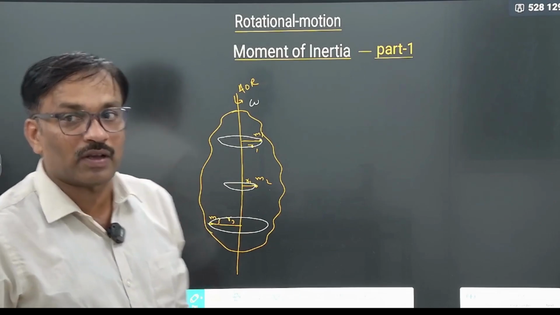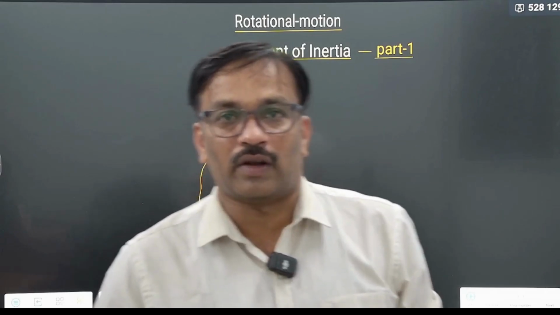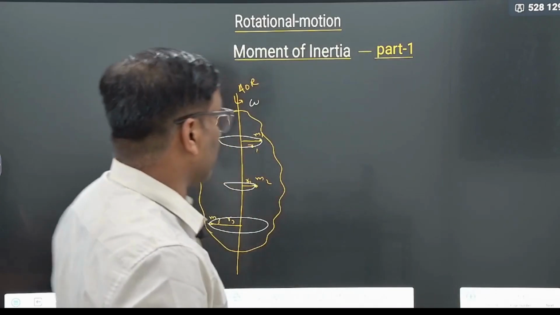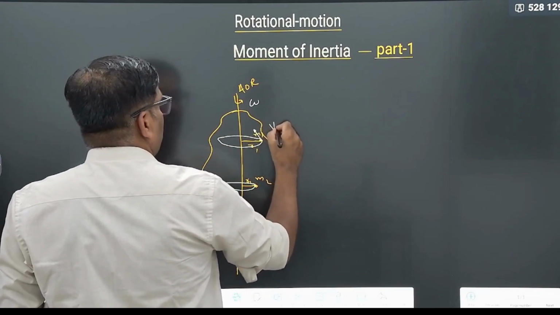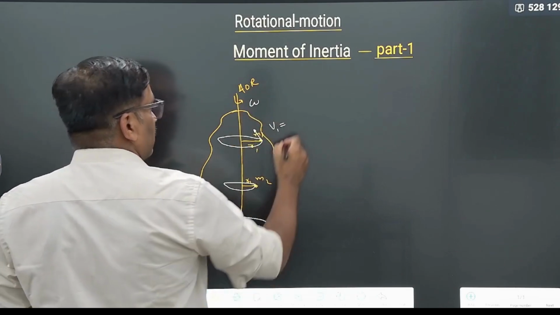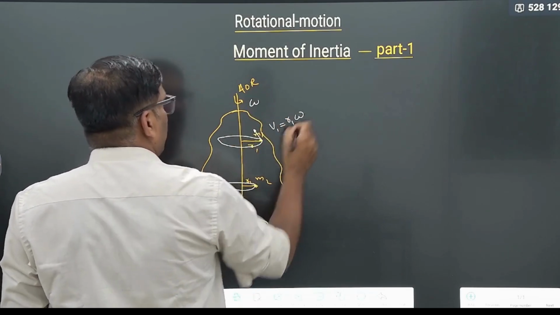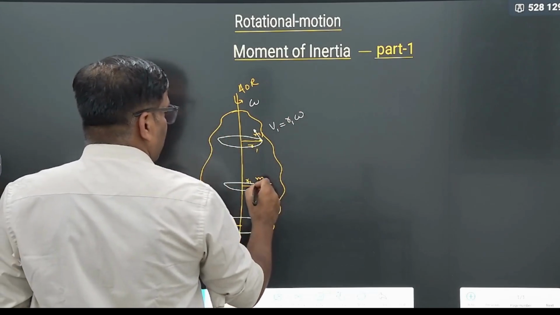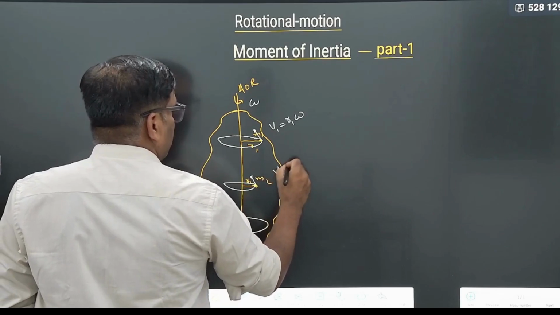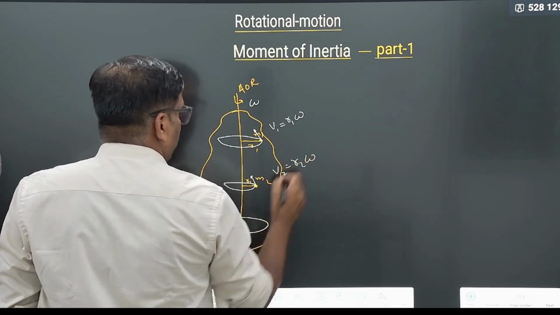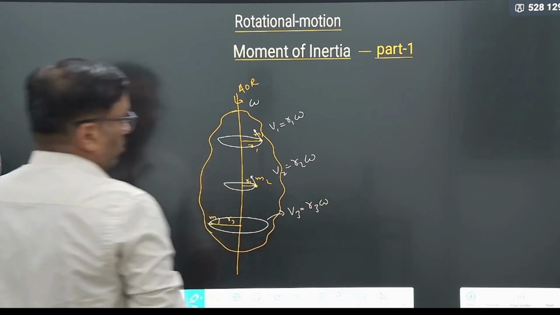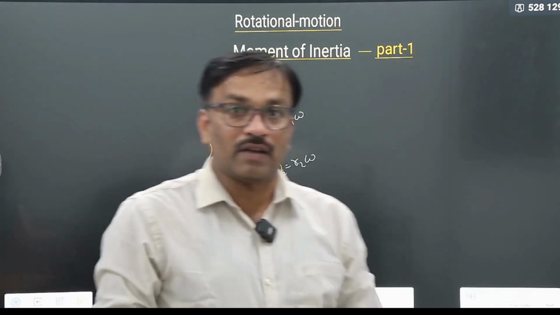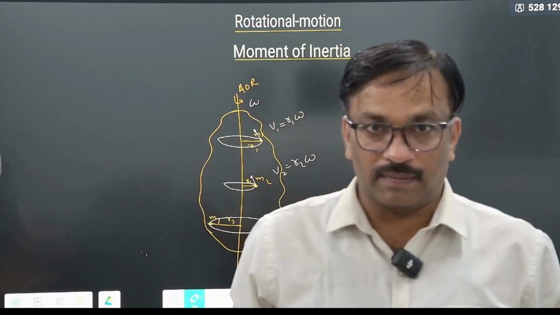But what about the linear velocity? This is very important. The linear velocity of each particle is different, right? This particle has linear velocity v1. We know the formula from circular motion: v1 equals r1 into omega, with the angular velocity the same. Then v2 equals r2 into omega, and the linear velocity of this particle is r3 into omega. Clear? So linear velocities are different, angular velocities are the same.